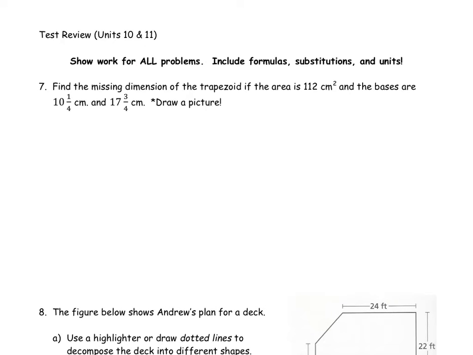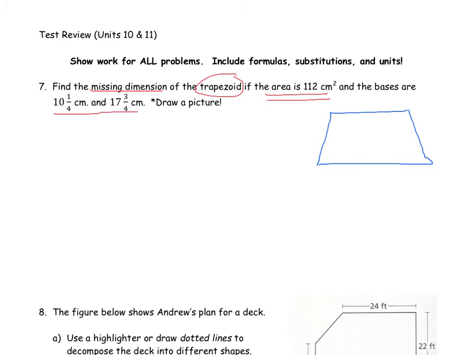Number 7, find the missing dimension of the trapezoid if the area is 112 centimeters squared and the bases are 10 1/4 and 17 3/4. And we're going to draw a picture. So since we know it's a trapezoid, I'll do my best to sketch a trapezoid.